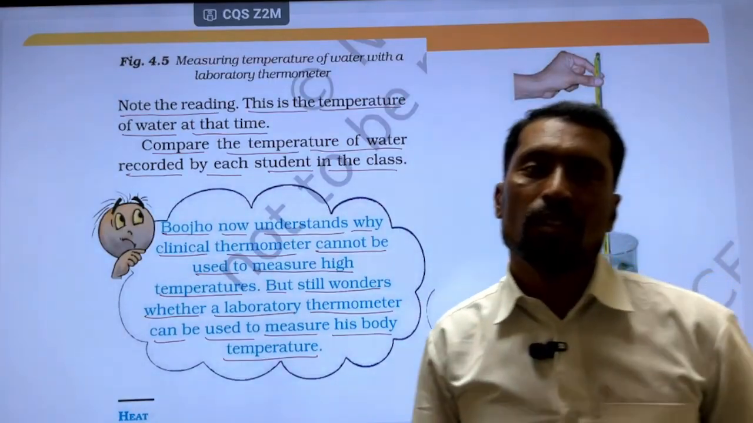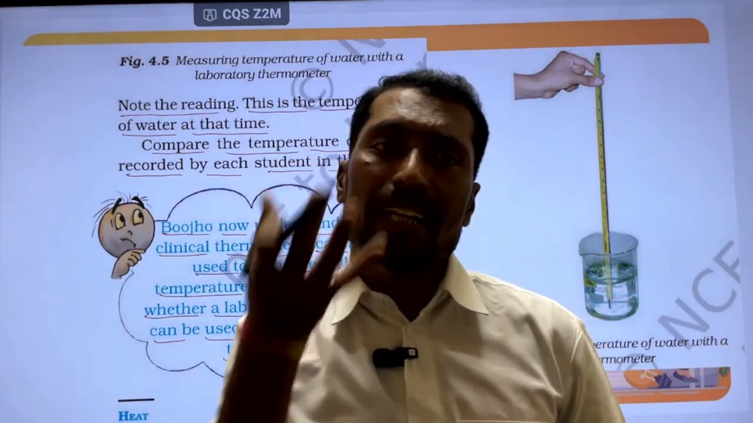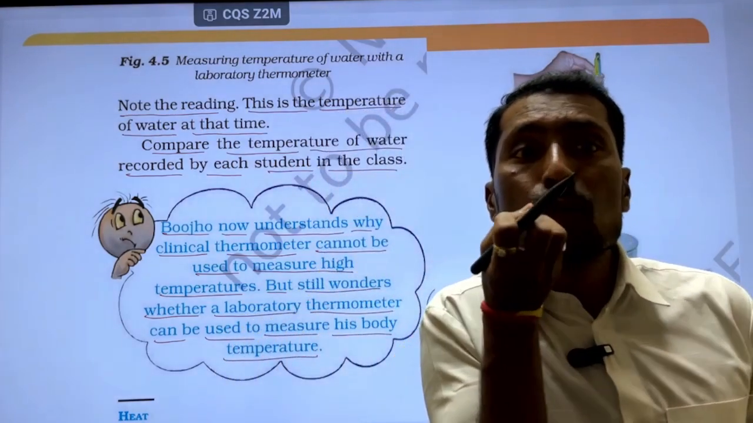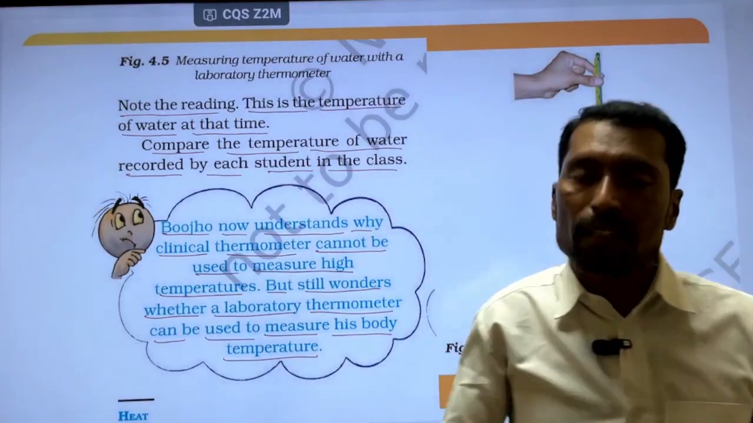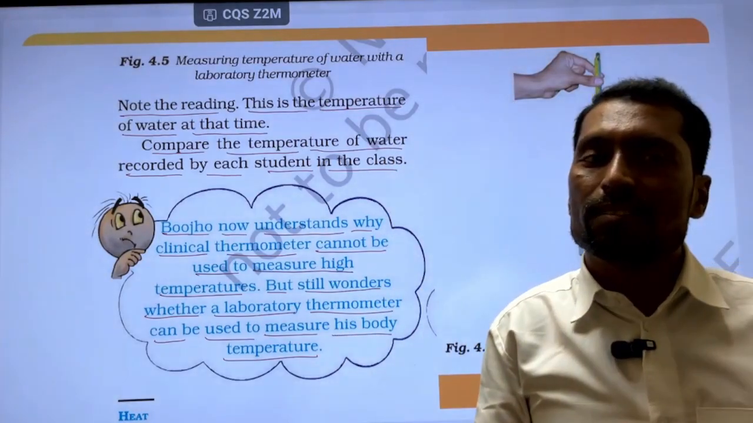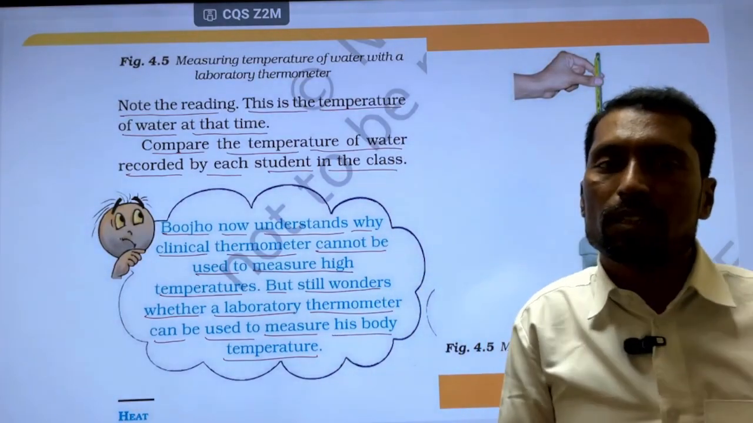Next, the clinical thermometer is designed to measure only body temperature, and it has a kink. Why is a kink present in a clinical thermometer?